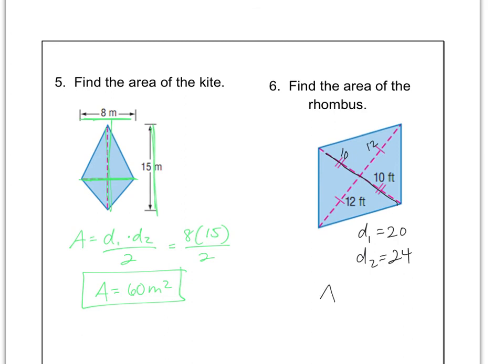So again, our formula is right over here. Diagonal 1, so 20 times 24, divide by 2. Ends up being 240, and it's feet squared.